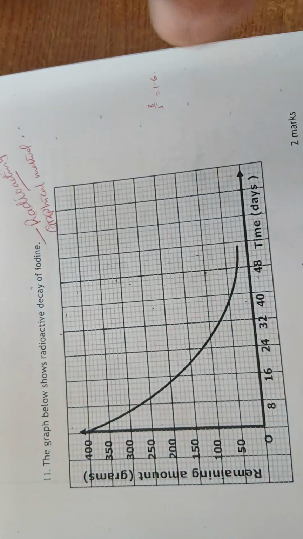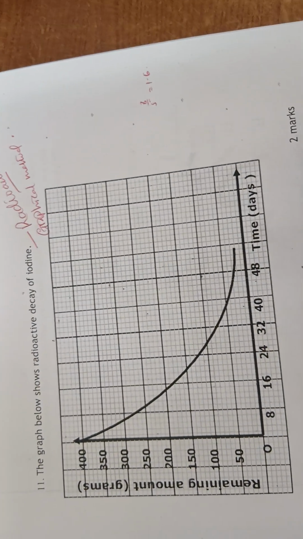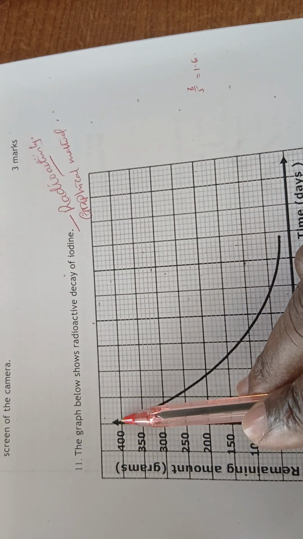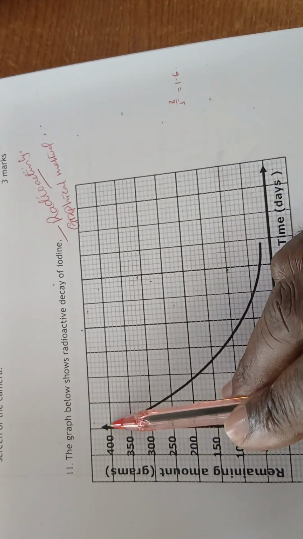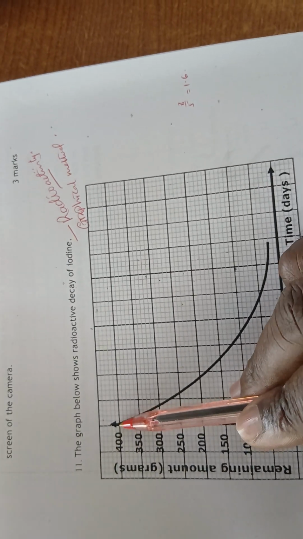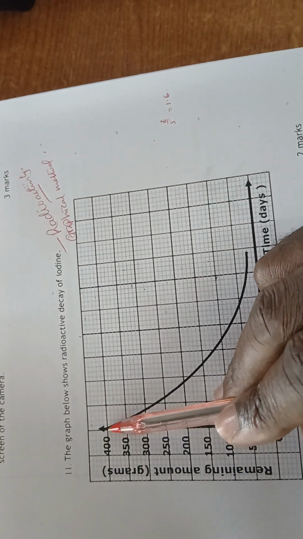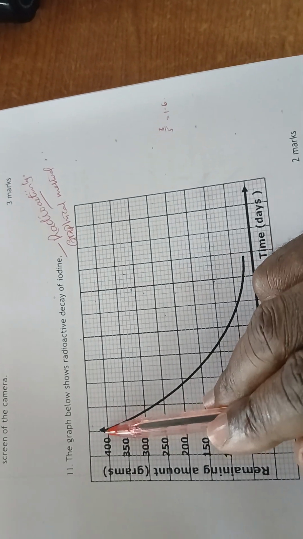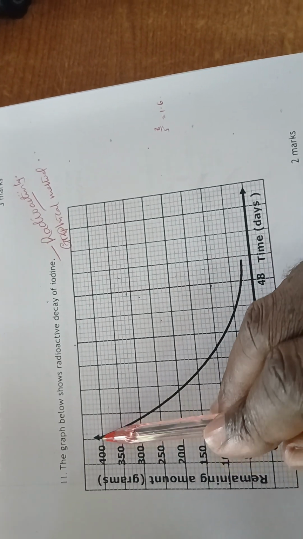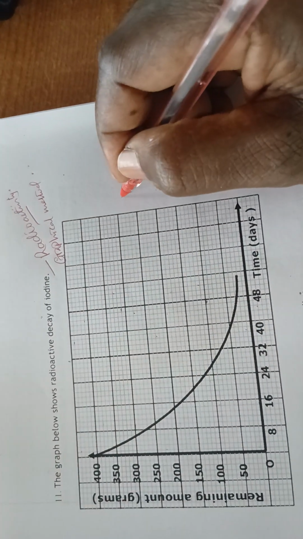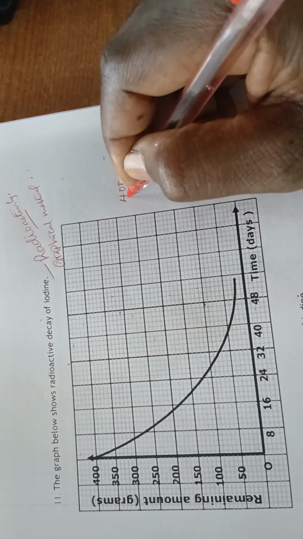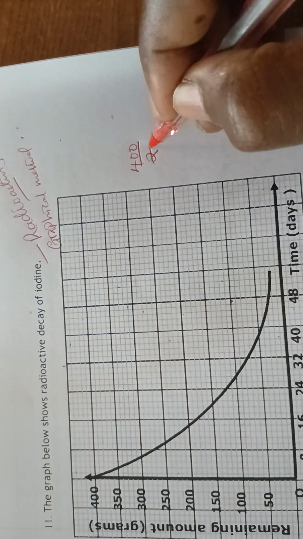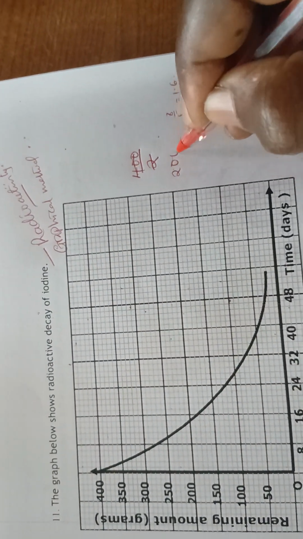So under the graphical method, you don't need to struggle so much. Just look at the initial amount, which is 400. It's supposed to decay by a half, or its value to decrease to half of the initial amount. So 400 decreases to a half. That will give you 200.